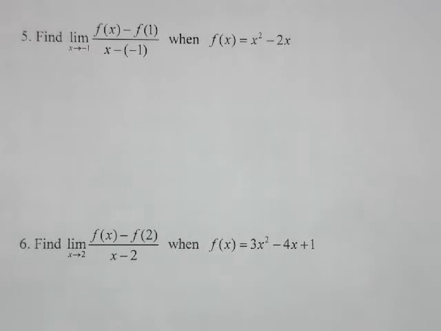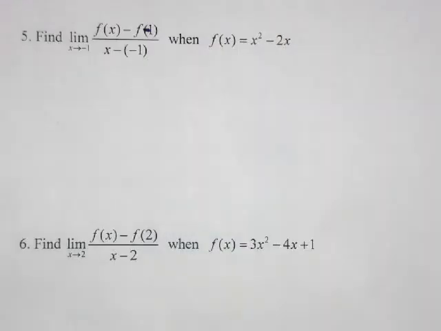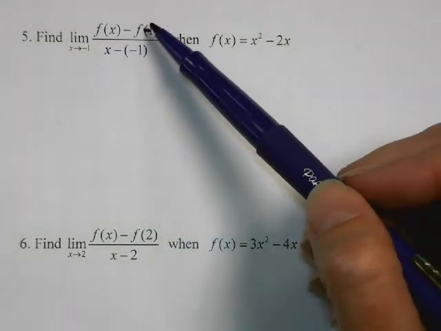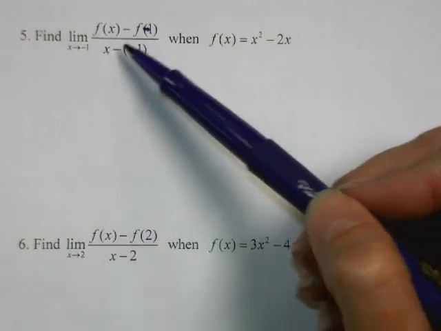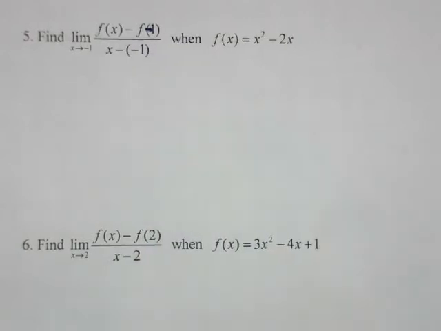This next one, we're going to do the same thing, but we have some work to do first. First thing I want to mention, there is a typo. This should be f of negative 1. So we want the limit as x goes to -1 of f of x minus f of -1 over x minus -1, where our function, f of x, is x squared minus 2x.